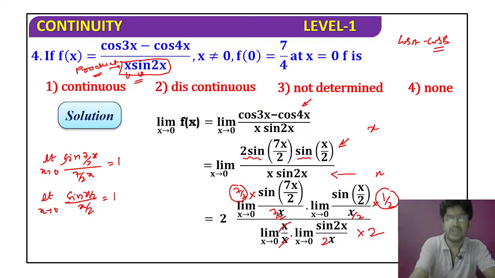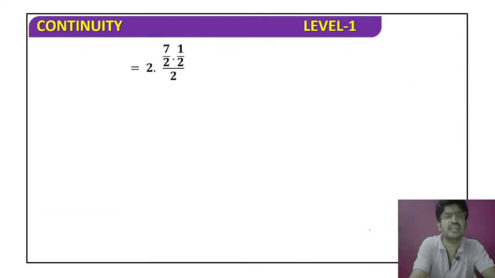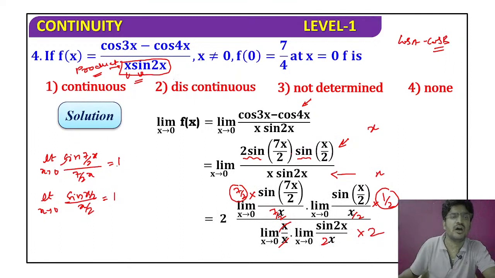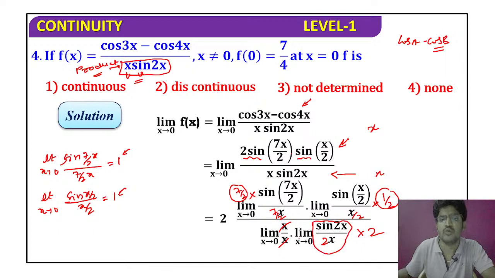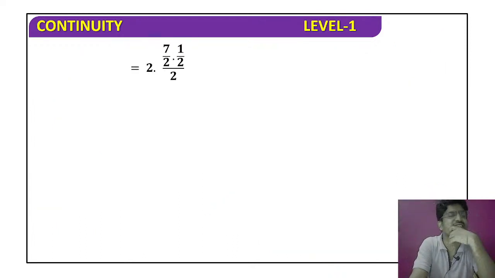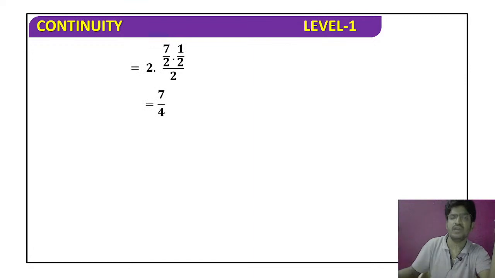Clear? So if you go for simplification, it will be just 7 by 2 into 1 by 2 divided by 2, because you can just see here these two terms will become 1, here this term will also become 1. So therefore the remaining terms are what? 7 by 2 into 1 by 2 divided by this term, which is 2, and outside we have already one constant term, that is 2. Clear? So therefore you can just see the answer will be 7 by 4.